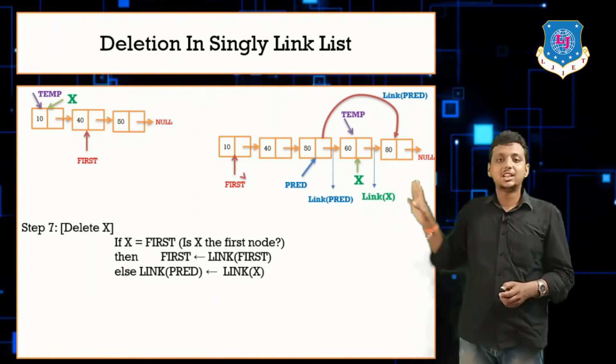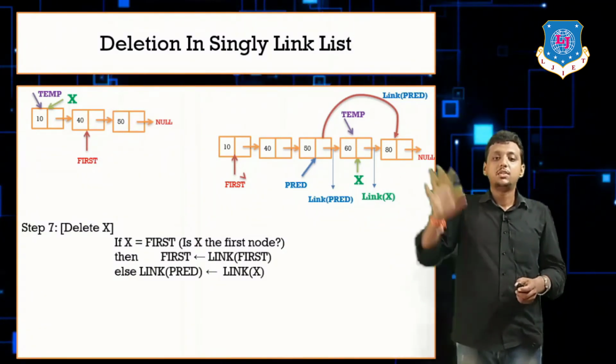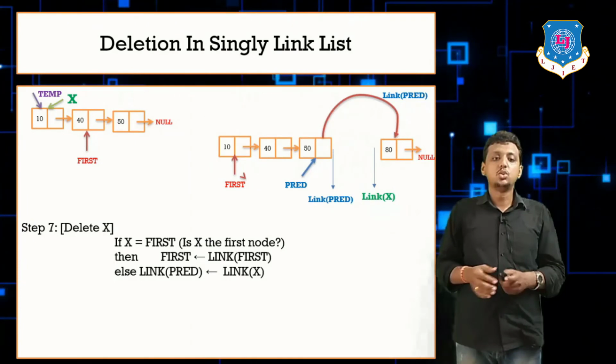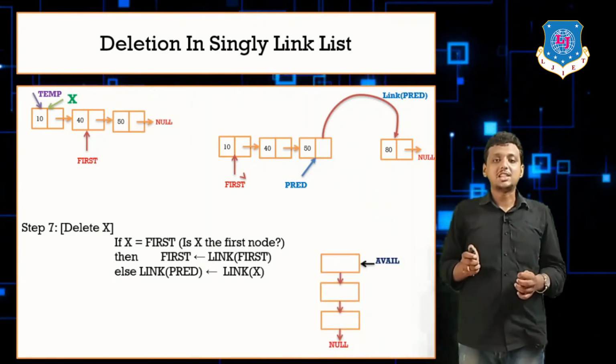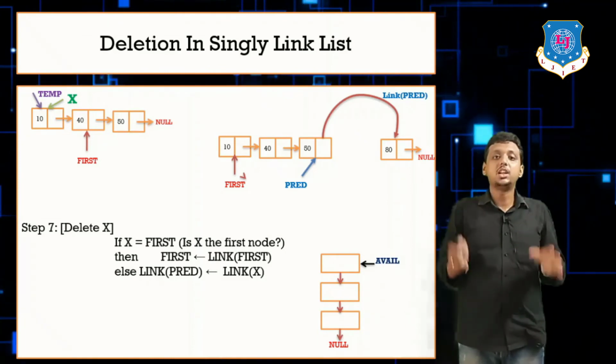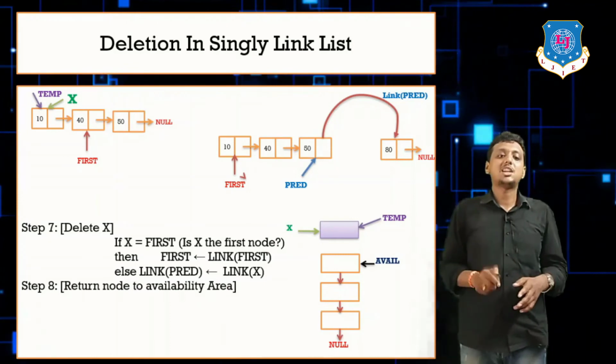What happens over here? We have just reached the destination. Now your 60 does not have anything to do with 50 or 80. At the last point, our node is deleted. After deleting the node, you just need to restore it to the availability stack, just as last time it was returned to the availability stack.